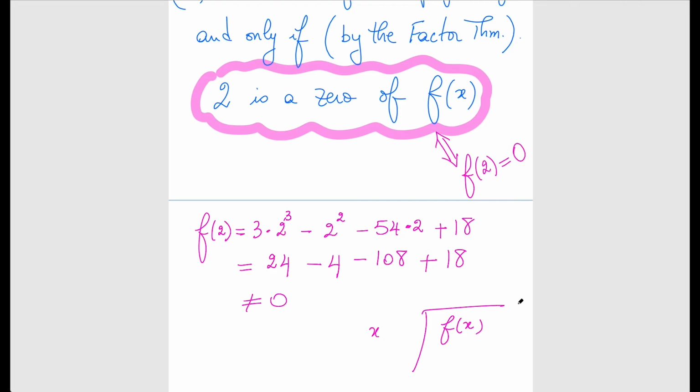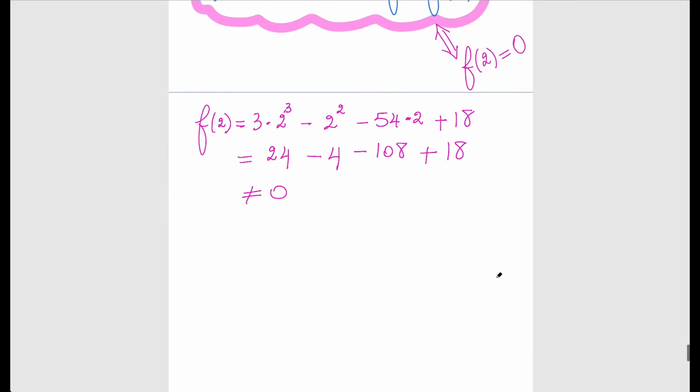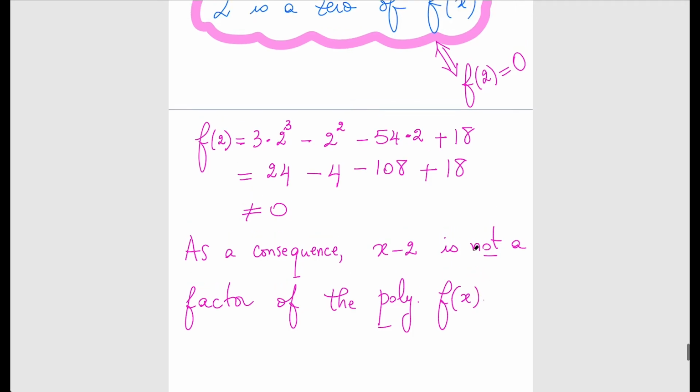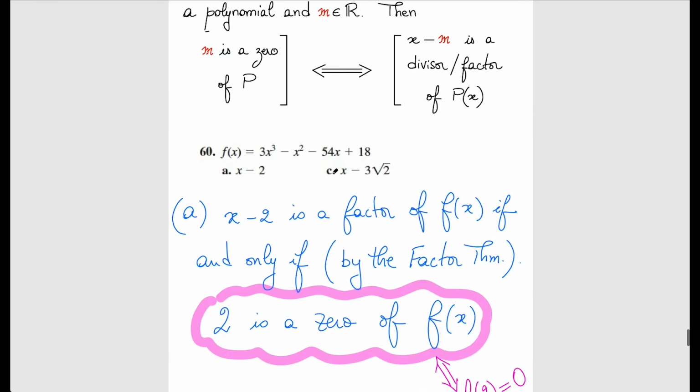Okay? All right. So as a consequence, x minus 2 does not divide or is not a factor of the polynomial function f of x, by the factor theorem. All right, how about part B?